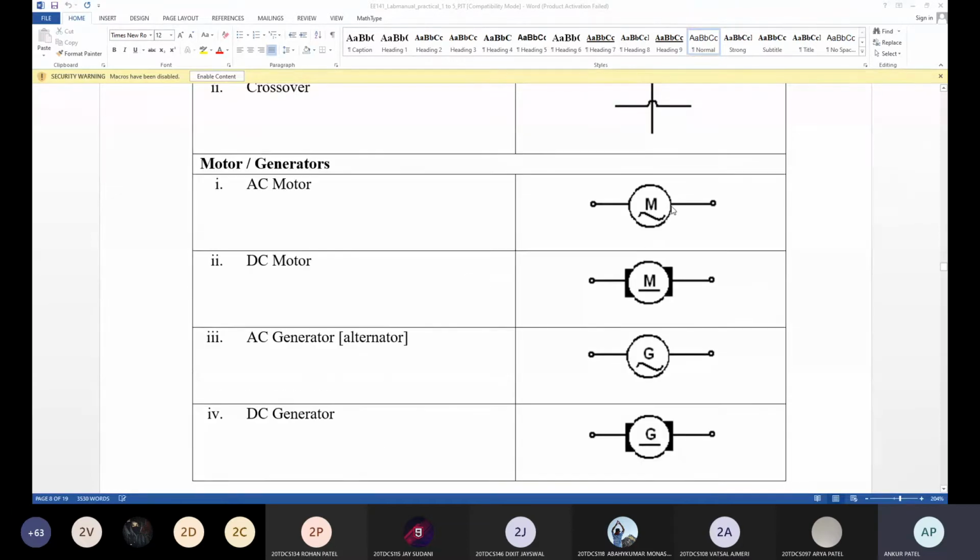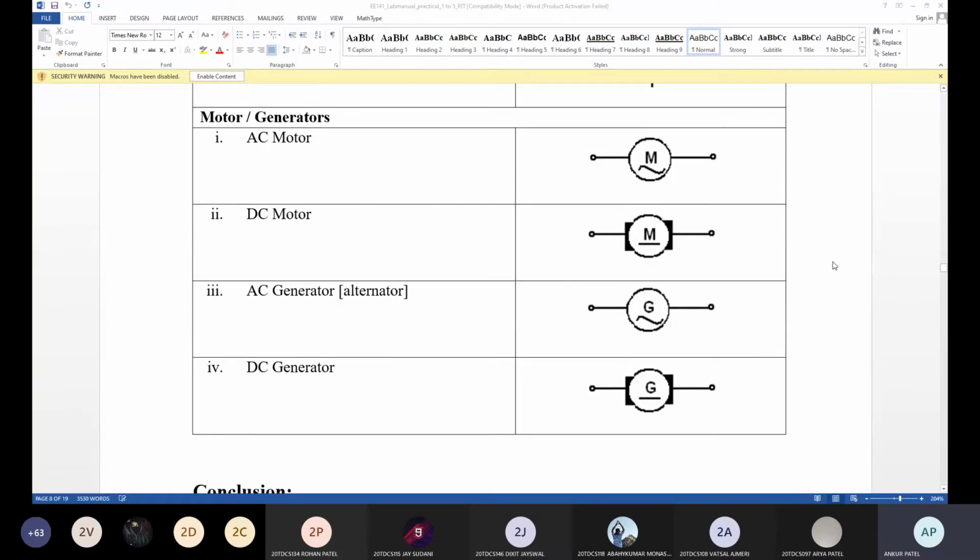AC motor: we know the motor converts electrical to mechanical energy. Here we are supplying in AC form, so it is called an AC motor. In the DC motor, we use carbon brushes and a commutator. The commutator converts the AC to DC, and the function of the brush is to collect current from the commutator and deliver it to the circuit. That's why we use carbon brushes in the DC motor, so we get DC form.